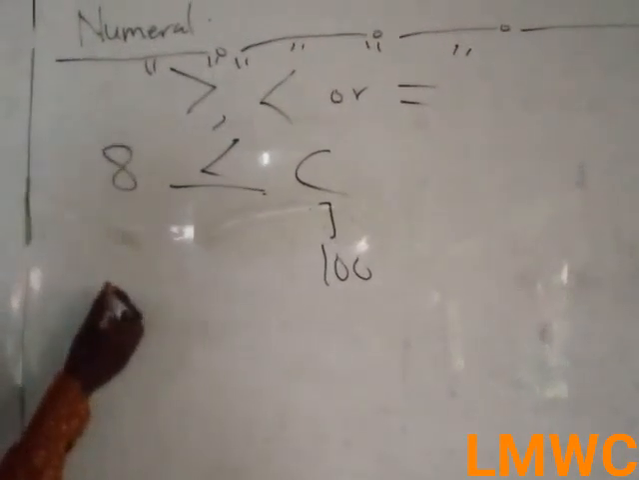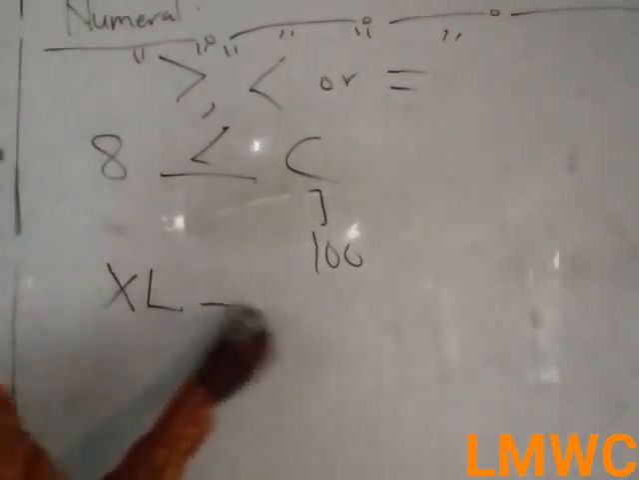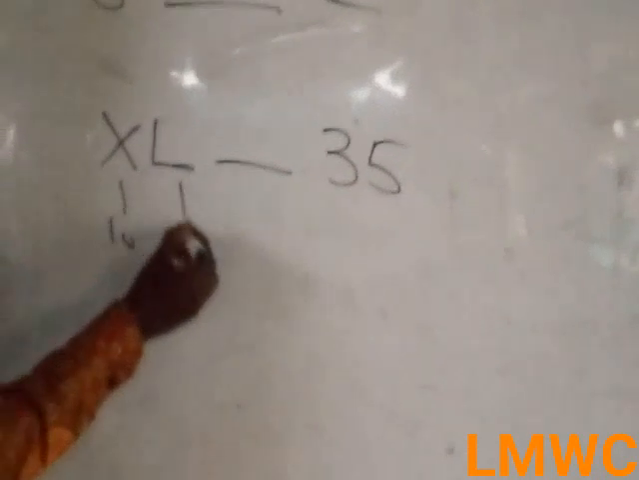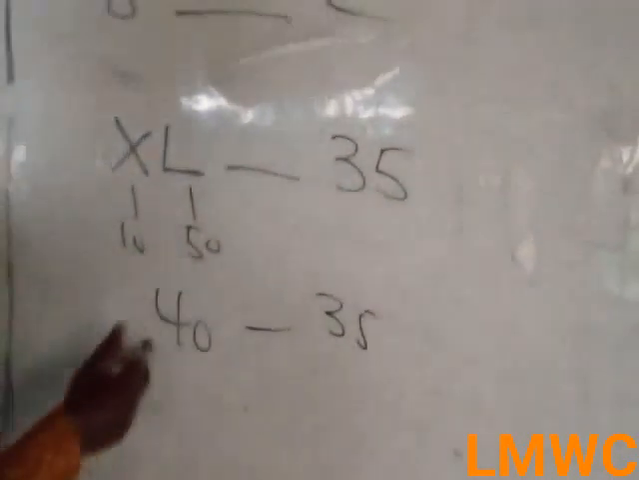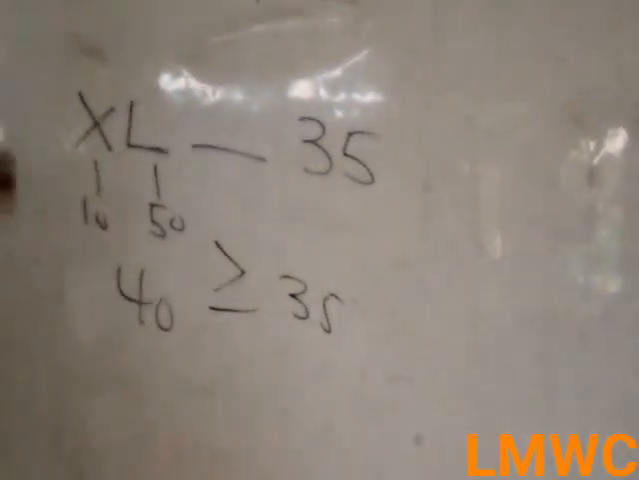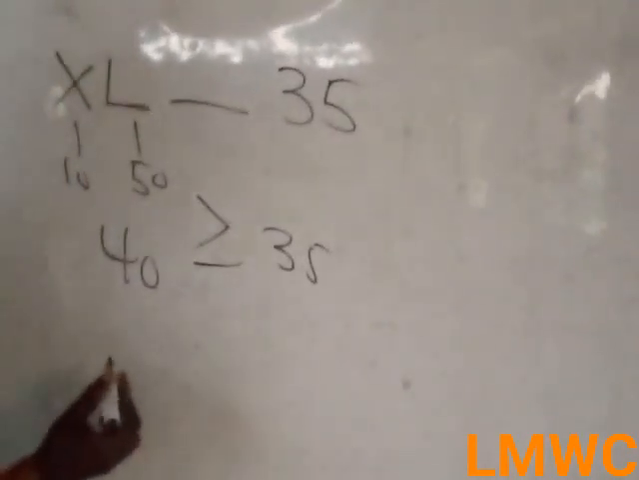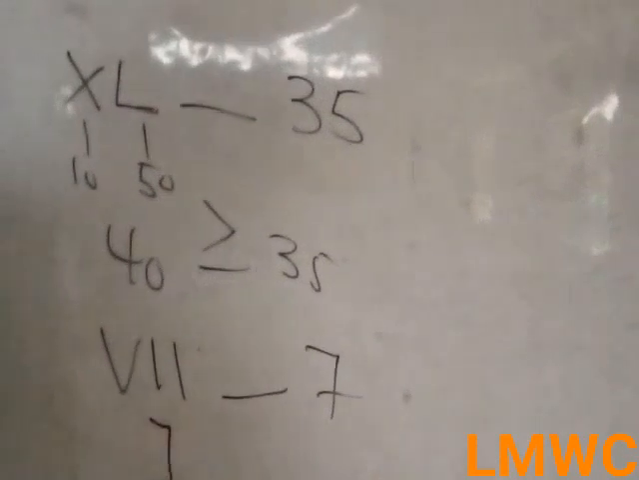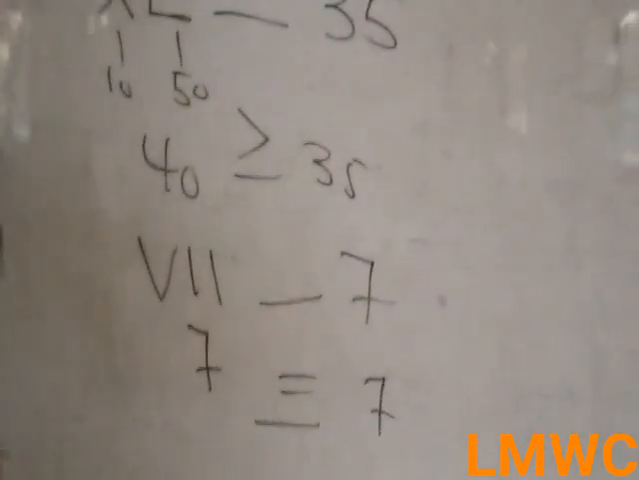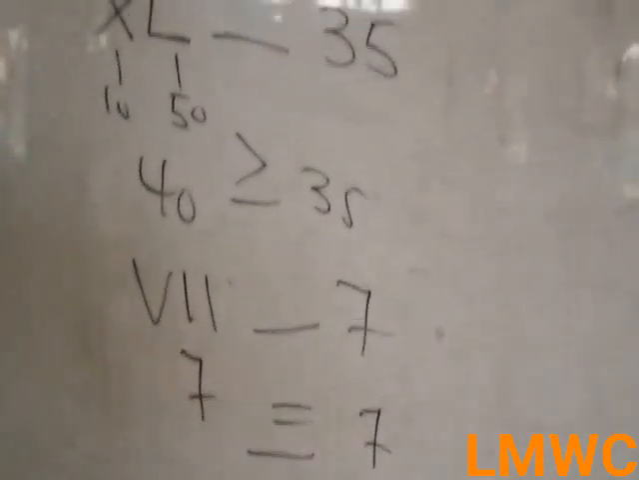Example 2. XL and 35. This is 10. This is 50. 50 minus 10 is what? 40. So 40 and 35. And 40 is greater than 35. So you must know the value for your Roman numeral. The last example. VII and 7. We are having this as 5. 5 plus 2 is what? 7. 7 and 7. They are equal. You should know the value of your Roman numeral before you can compare.